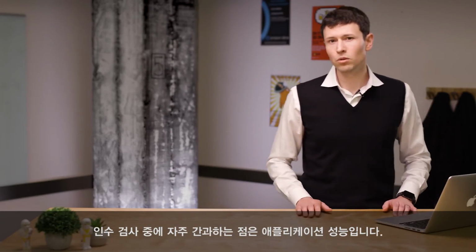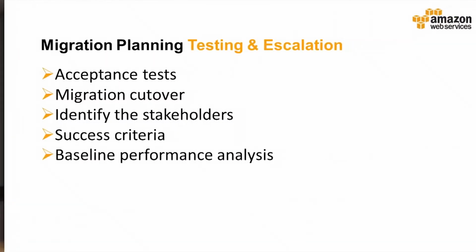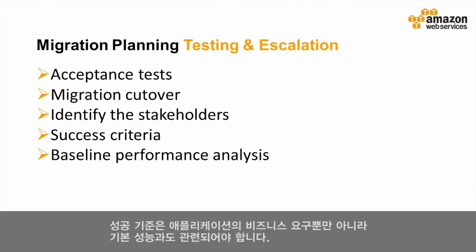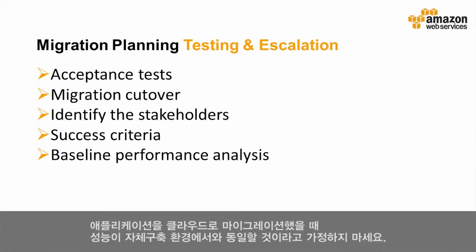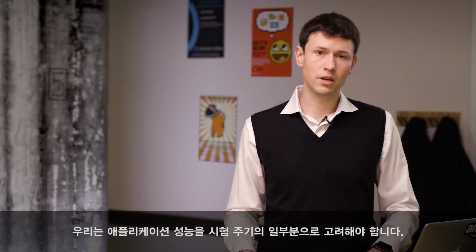Another point often overlooked during acceptance testing is the application performance. Success criteria should be tied to application business needs as well as the comparison of the baseline performance. Do not assume the application migrating to the cloud would perform as well as on-premises. Sizing and capacity estimation errors could be very costly. So we need to account for application performance as part of our testing cycle.